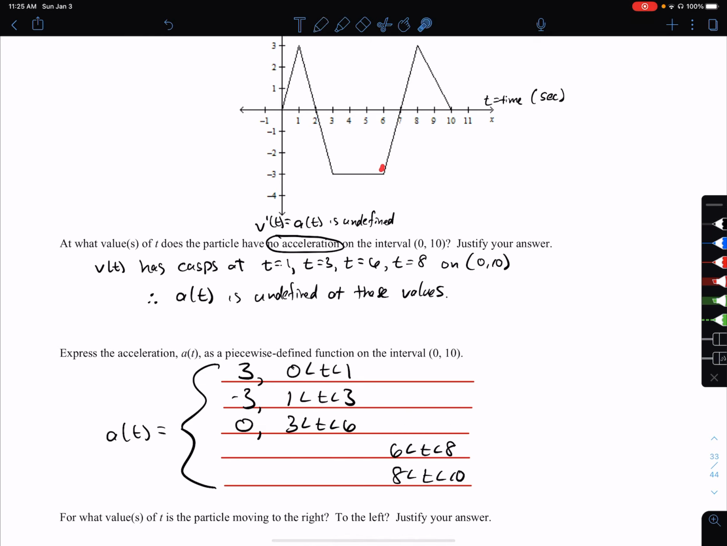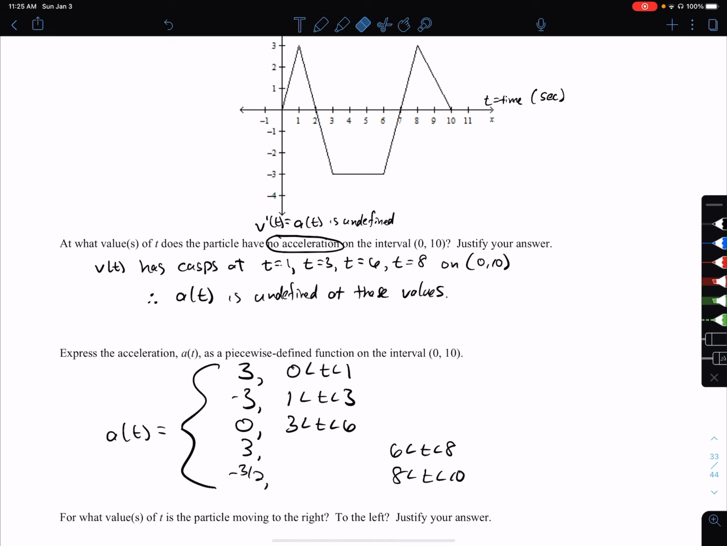From 6 to 8, we're going up 6 and to the right 2, so the slope is 3. And then from 8 to 10, we're going down 3 and to the right 2. So the acceleration is negative 3 over 2. So here is our piecewise defined function of a of t.